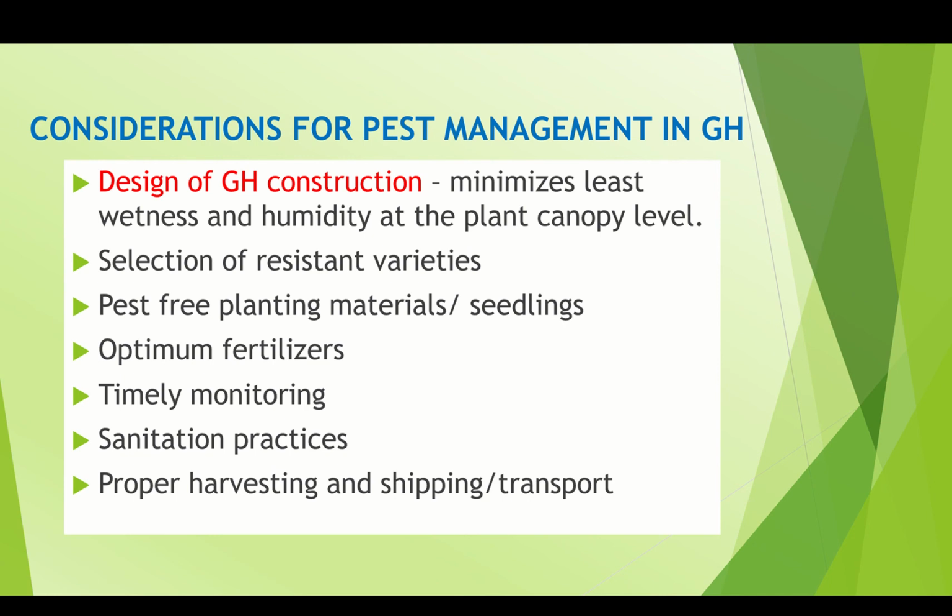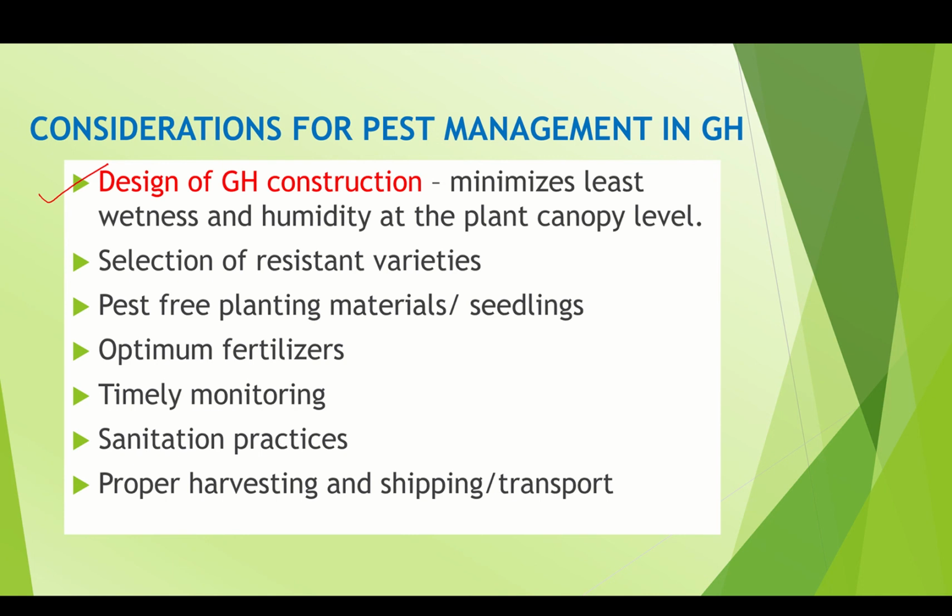Next, the considerations for pest management in greenhouse. So what are the considerations? First, the design of the greenhouse structure. It should be such that it minimizes wetness and humidity at the plant canopy level. We all know that for most fungal attacks, if there is more moisture, there will be more fungal diseases. Similarly for pests, if the place remains damp, the wetness continues and the humidity level is high, then there is more probability of getting affected by insect pests.